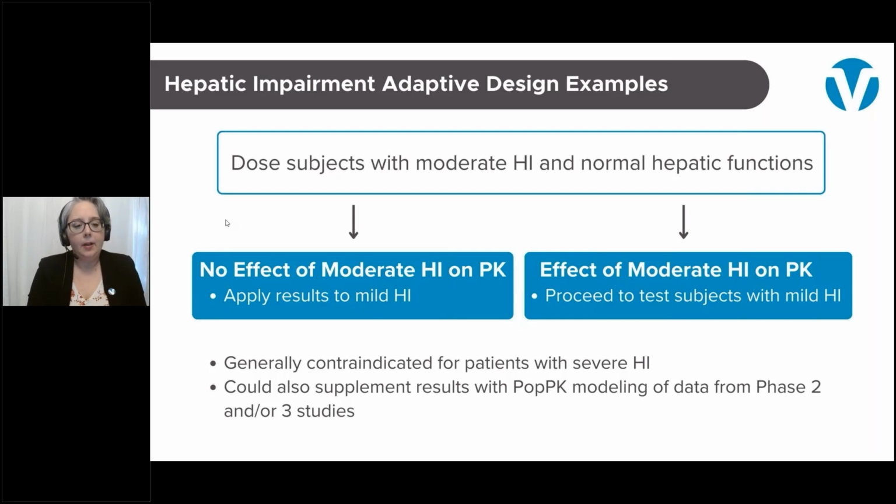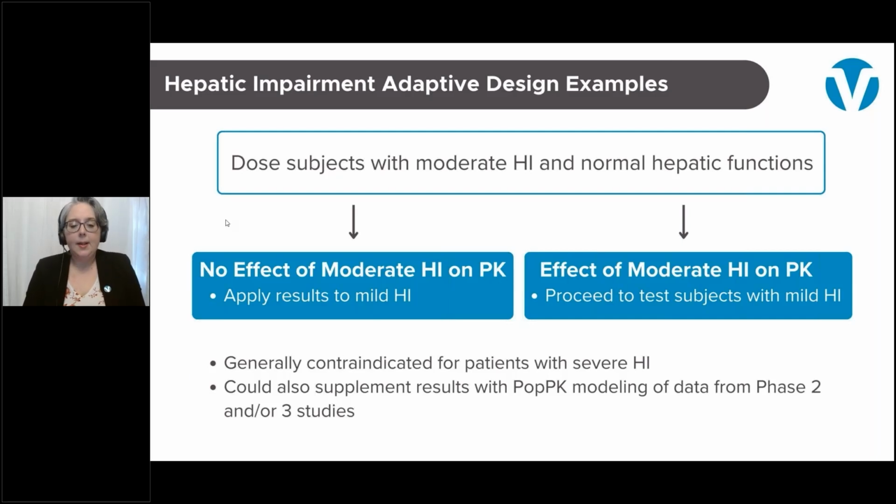Additionally, the guidance generally recommends contraindicating in patients with severe impairment if you've done this approach, but if you are enrolling sufficient patients in your phase 2 and 3 studies with severe impairment, you could utilize those results to determine the effect of severe hepatic impairment on the PK of your drug.